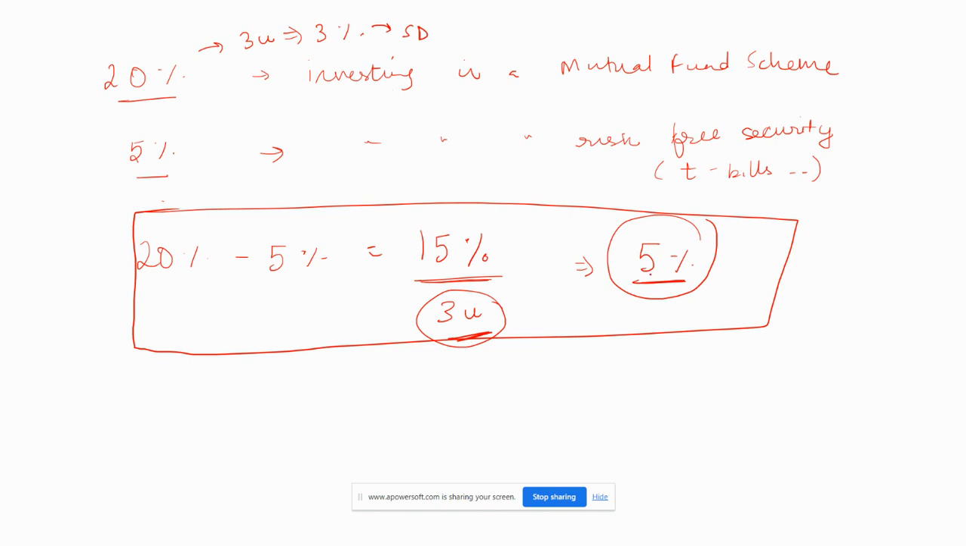Now, this thing that I did, where I calculated per unit how much return I generated, this is nothing but the Sharpe ratio. Now, as an absolute value, Sharpe ratio will not tell you anything. Sharpe ratio is useful when you're comparing.